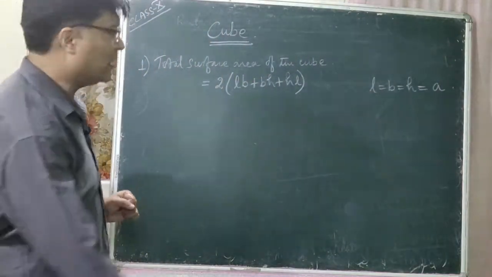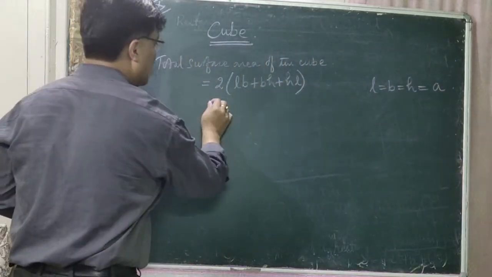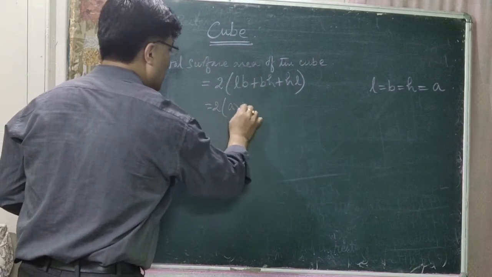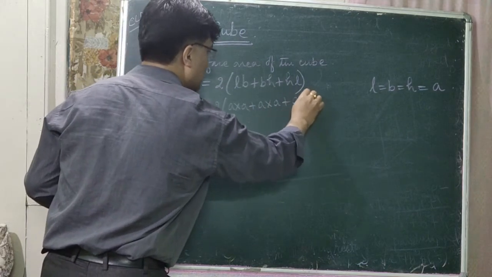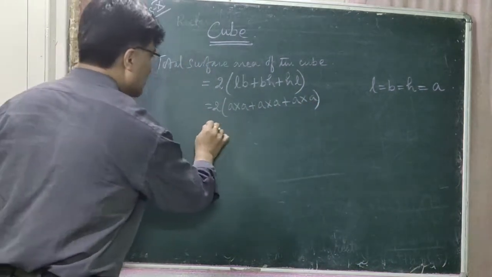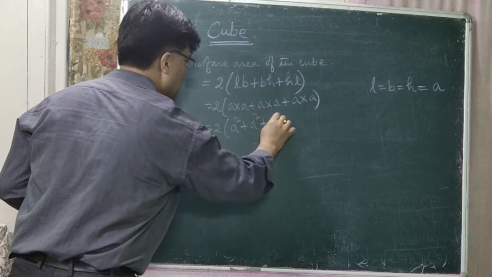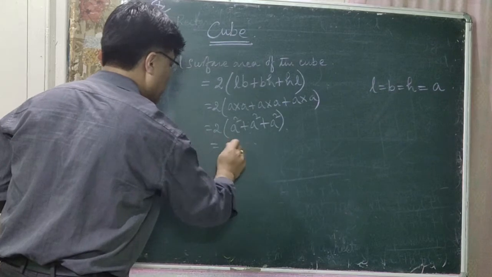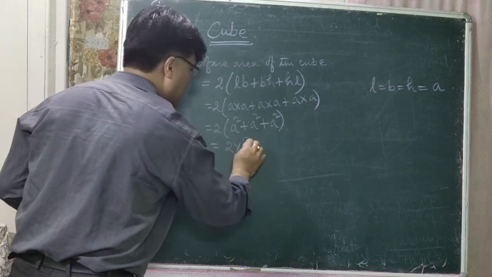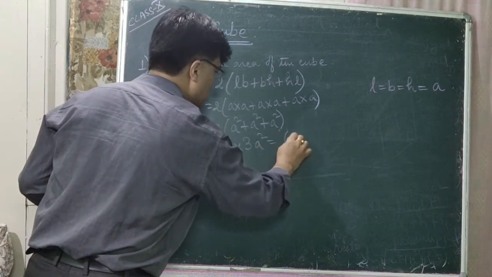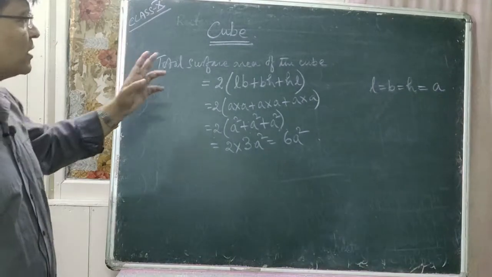Suppose, since length, breadth and height are all equal, what do we write? A. So how much is it? 2 into (A into A plus A into A plus A into A), right? So it is equal to 2 within bracket, this is A square plus A square plus A square, which is equal to 2 into 3A square, which is equal to 6A square. So what is the total surface area of the cube?